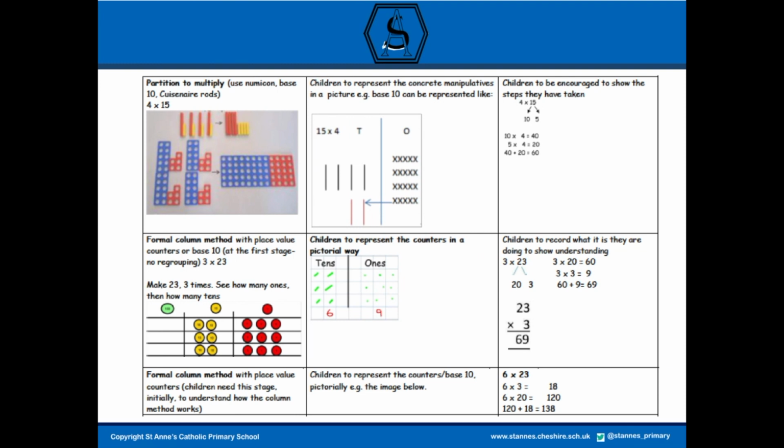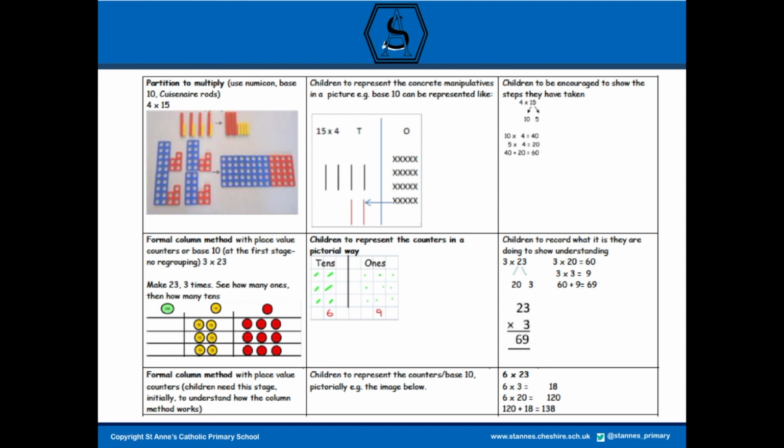Now the example here is 3 lots of 23. You can see they've used the place value counters here, and we've got 3 groups of 23. And what happens is we add up all the 1s and we add up all the 10s to find the answer. And this can be represented pictorially by just drawing the 10s and 1s. As you can see, the 1s are added up, the 10s are added up, and it's pretty straightforward.